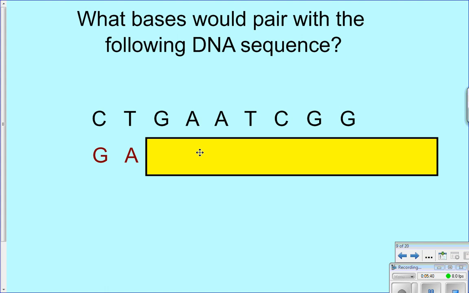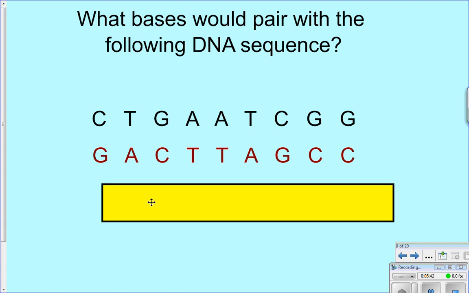Hopefully you're done filling them in now. And here's what you should have had. The second strand that would match up would be GAC, TT, AG, CG. A pairs with T and T with A. C pairs with G and G with C.